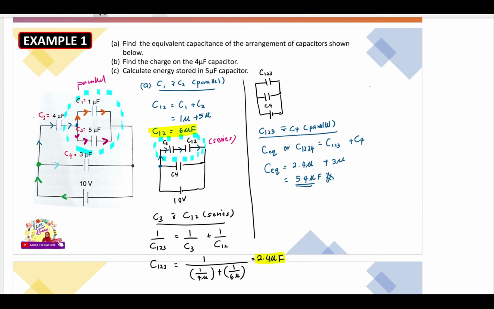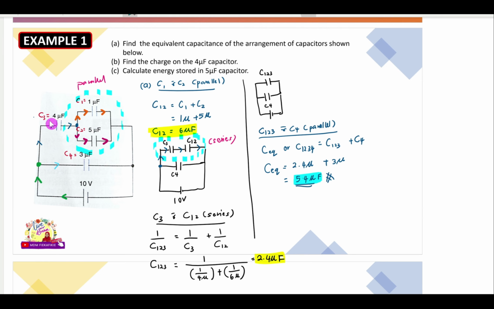Okay, so this is the final answer, 5.4 microfarad. And then B. We want to calculate the charge on the 4 microfarad capacitor. So 4 microfarad is referring to C3.